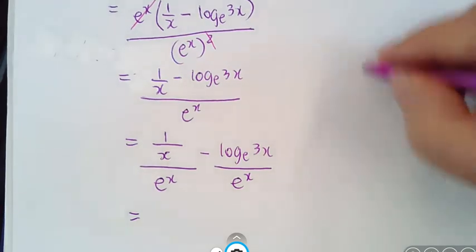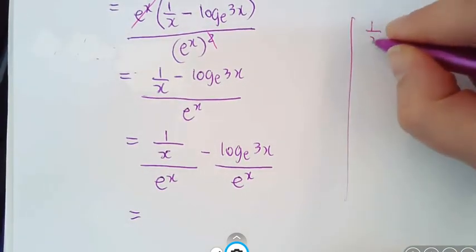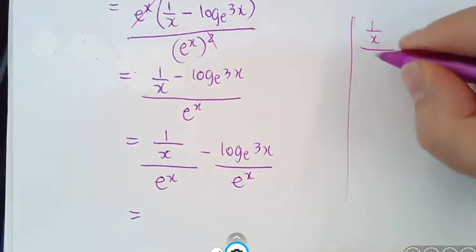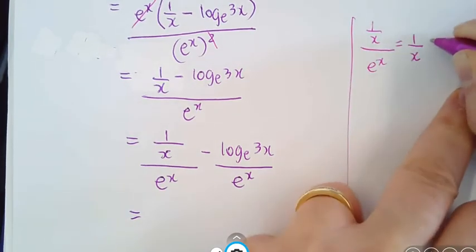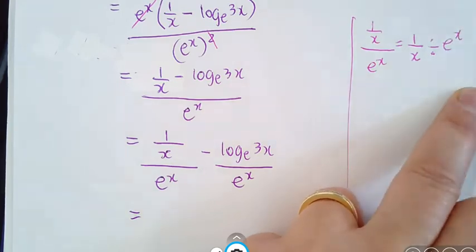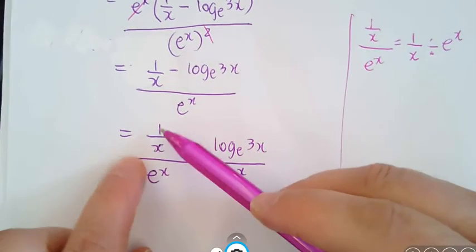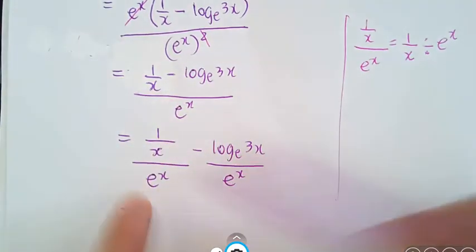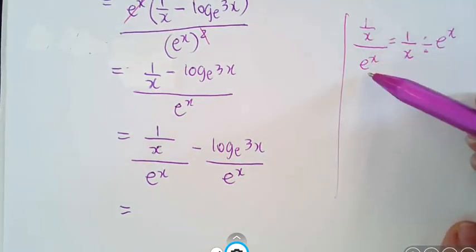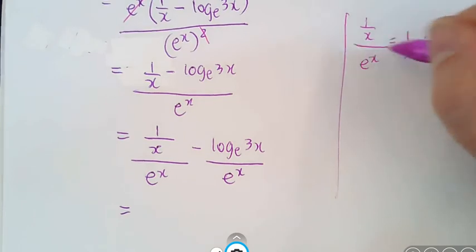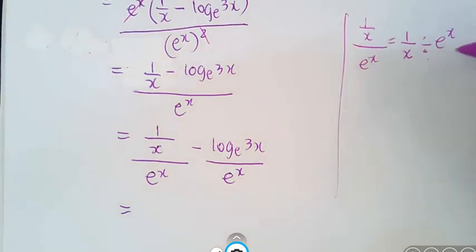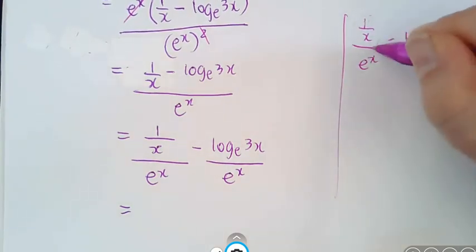I can show you the working out for it over here. If I've got 1 over x divided by e to the x, isn't that the same as 1 over x divided by e to the x? Yes? So look at this bit. 1 over x over e to the x is 1 over x divided by e to the x. Whenever you've got two sets of fractions in one, vertically, change the main division line to a divide by sign. So it's that fraction divided by this.